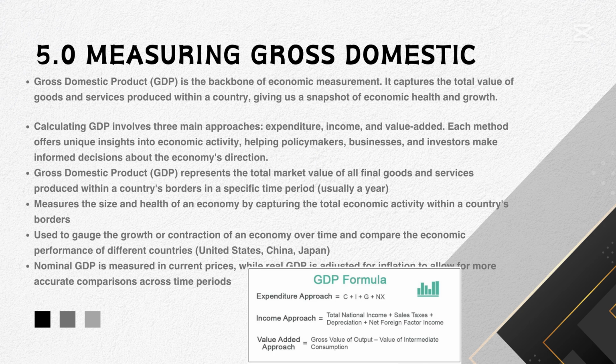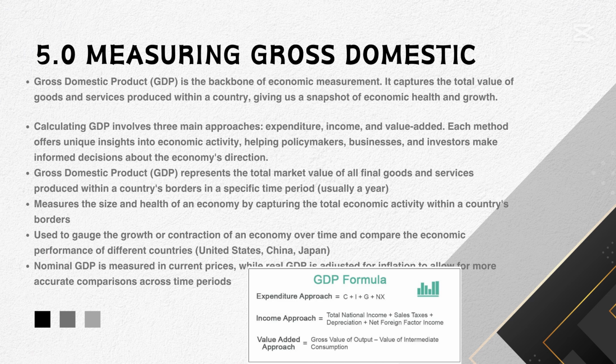GDP, or gross domestic product, is basically a way to measure how big and healthy a country's economy is. Think of it as the total value of all the stuff a country produces, goods like cars and food, and services like healthcare or tech support. It gives us a snapshot of how much economic activity is happening over a certain time, usually a year.